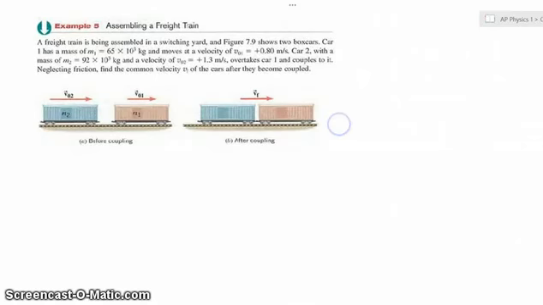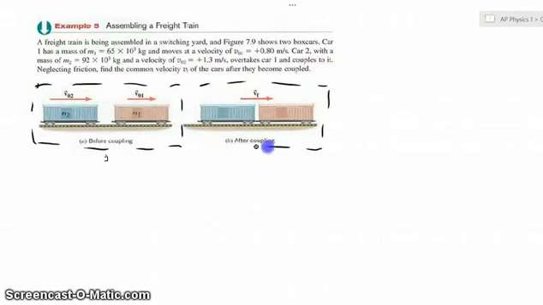So here we have two freight trains. Number 2 is going faster than number 1, and eventually it's going to couple with it. So there's going to be a collision, and they're going to get locked together. So if we define the system again as both train cars, then we can use momentum conservation.